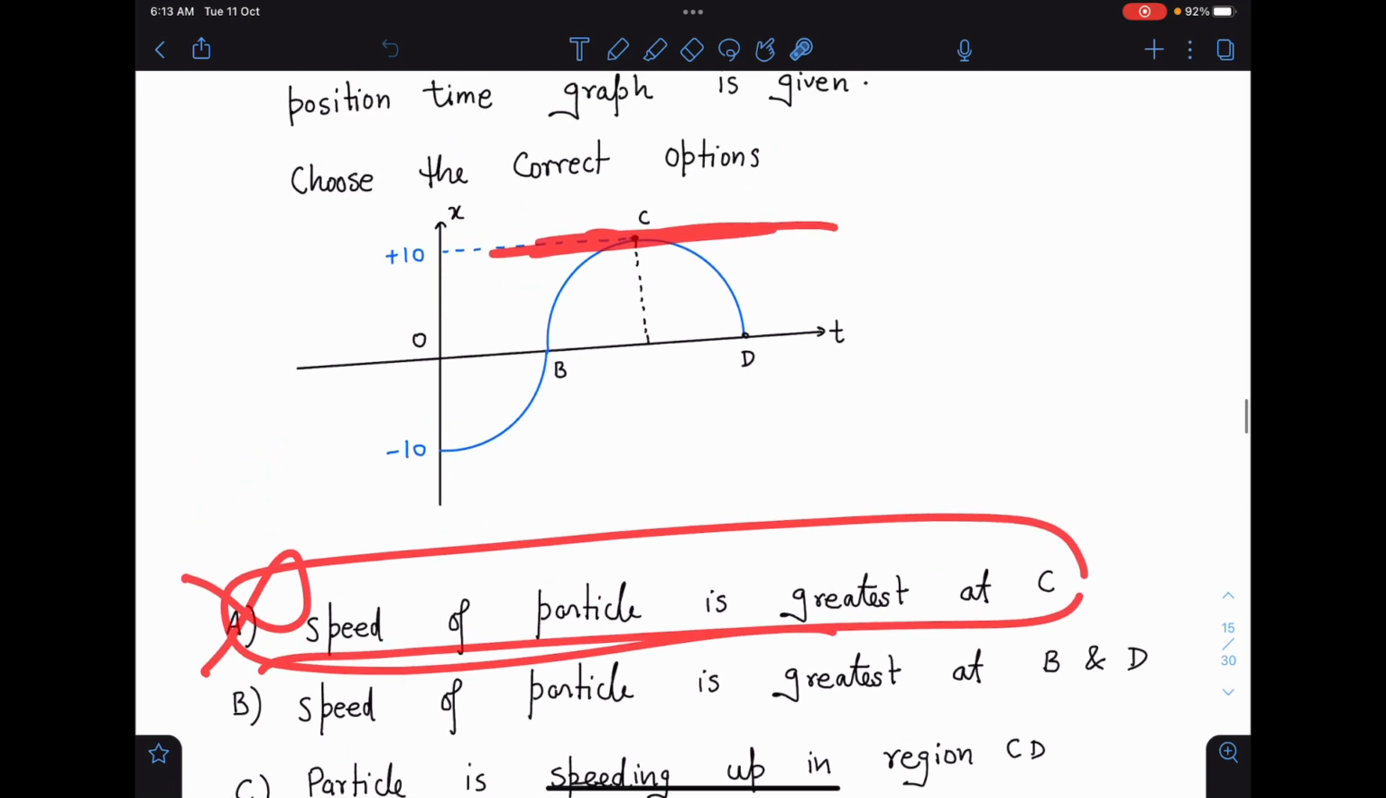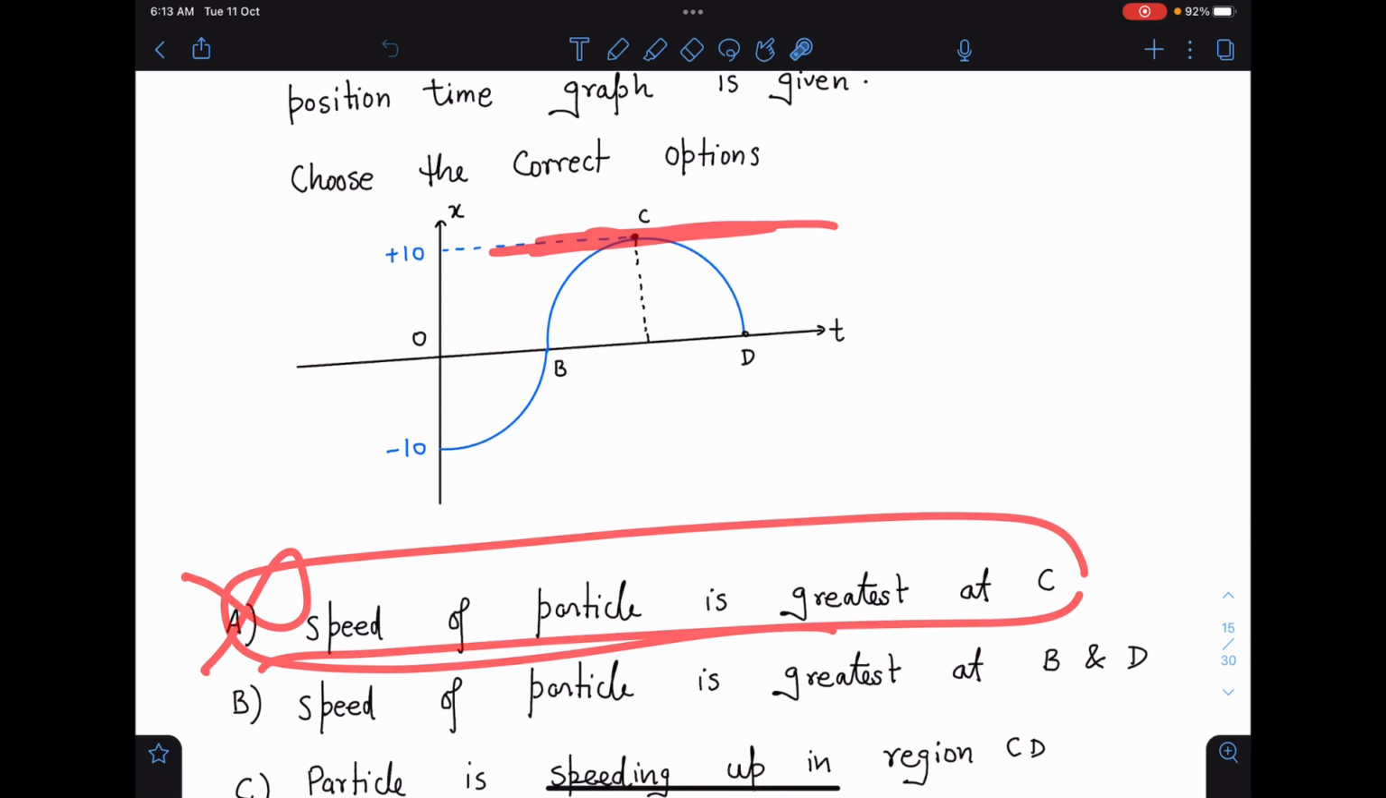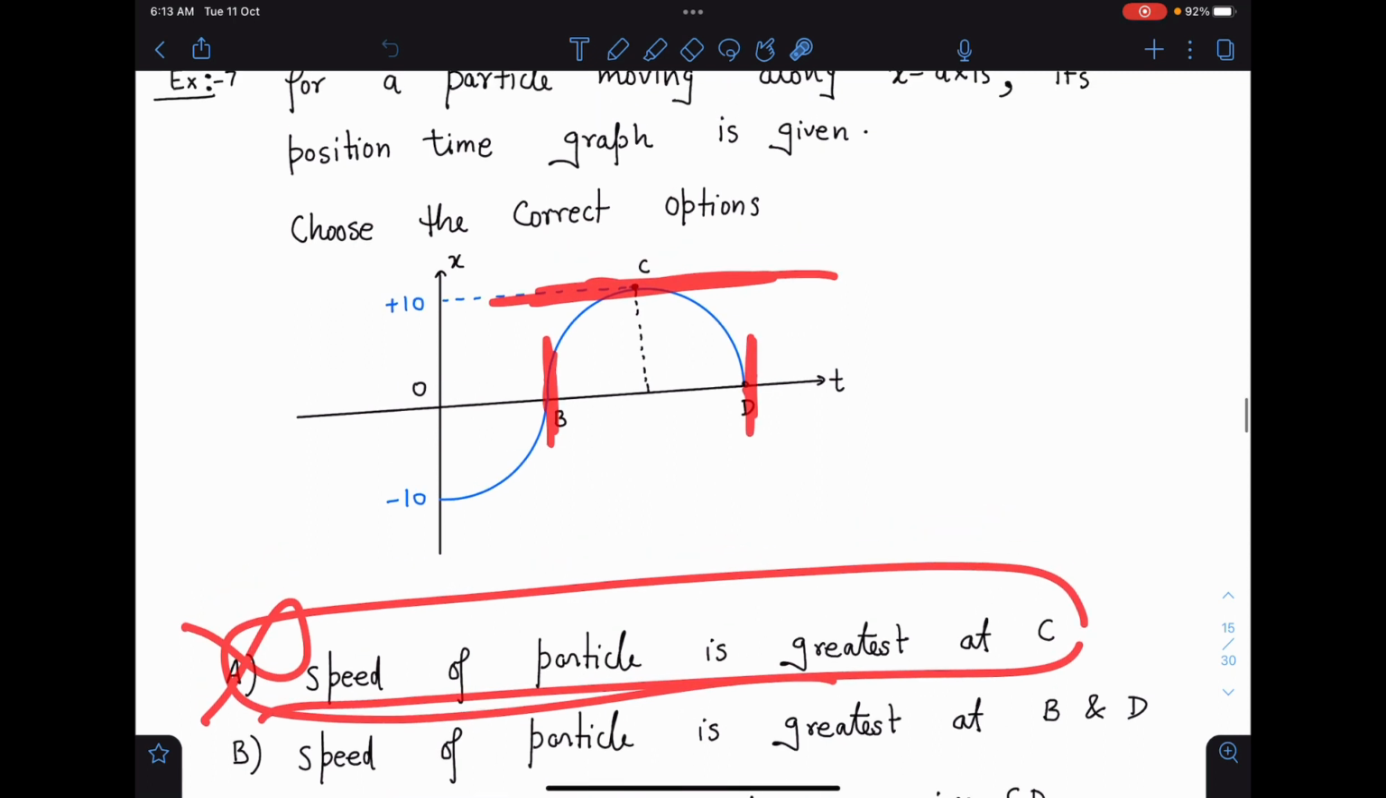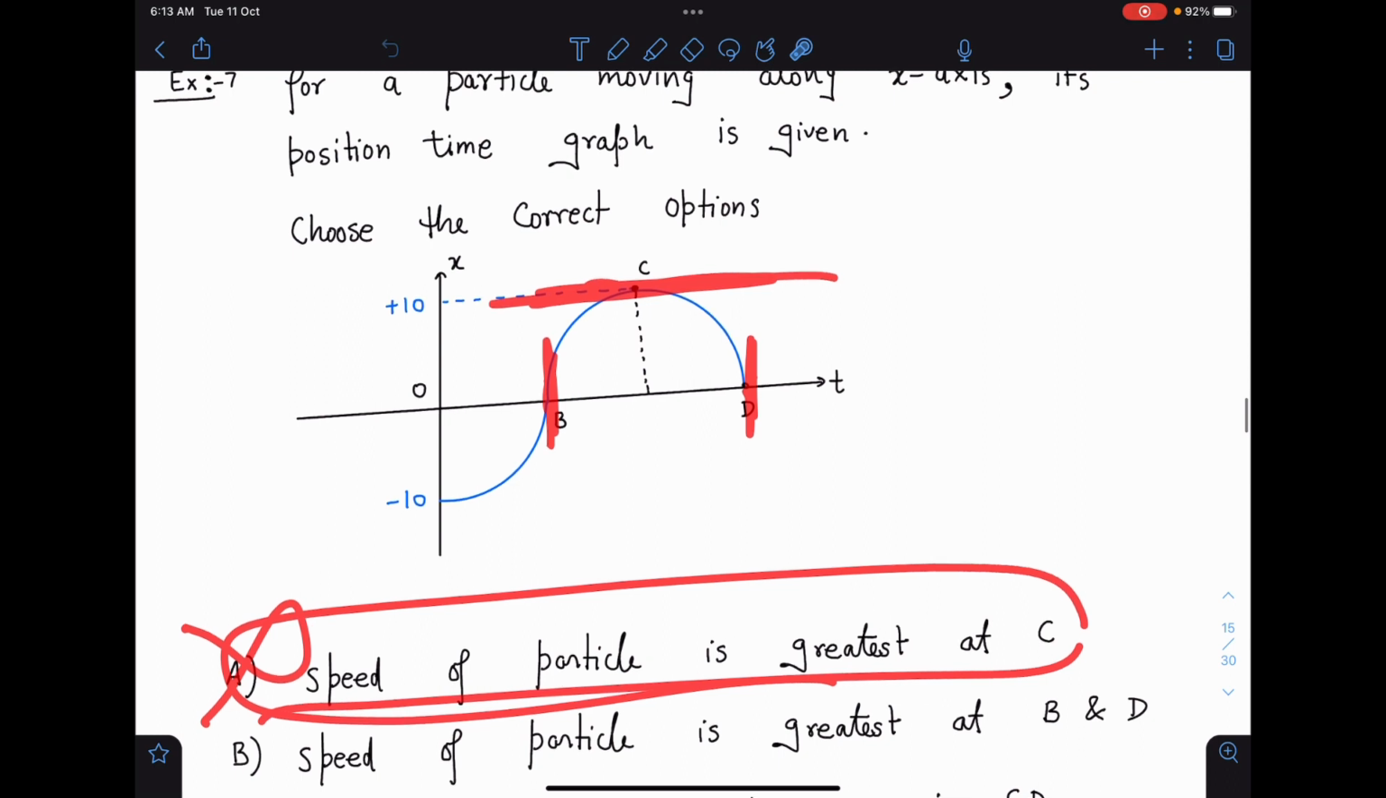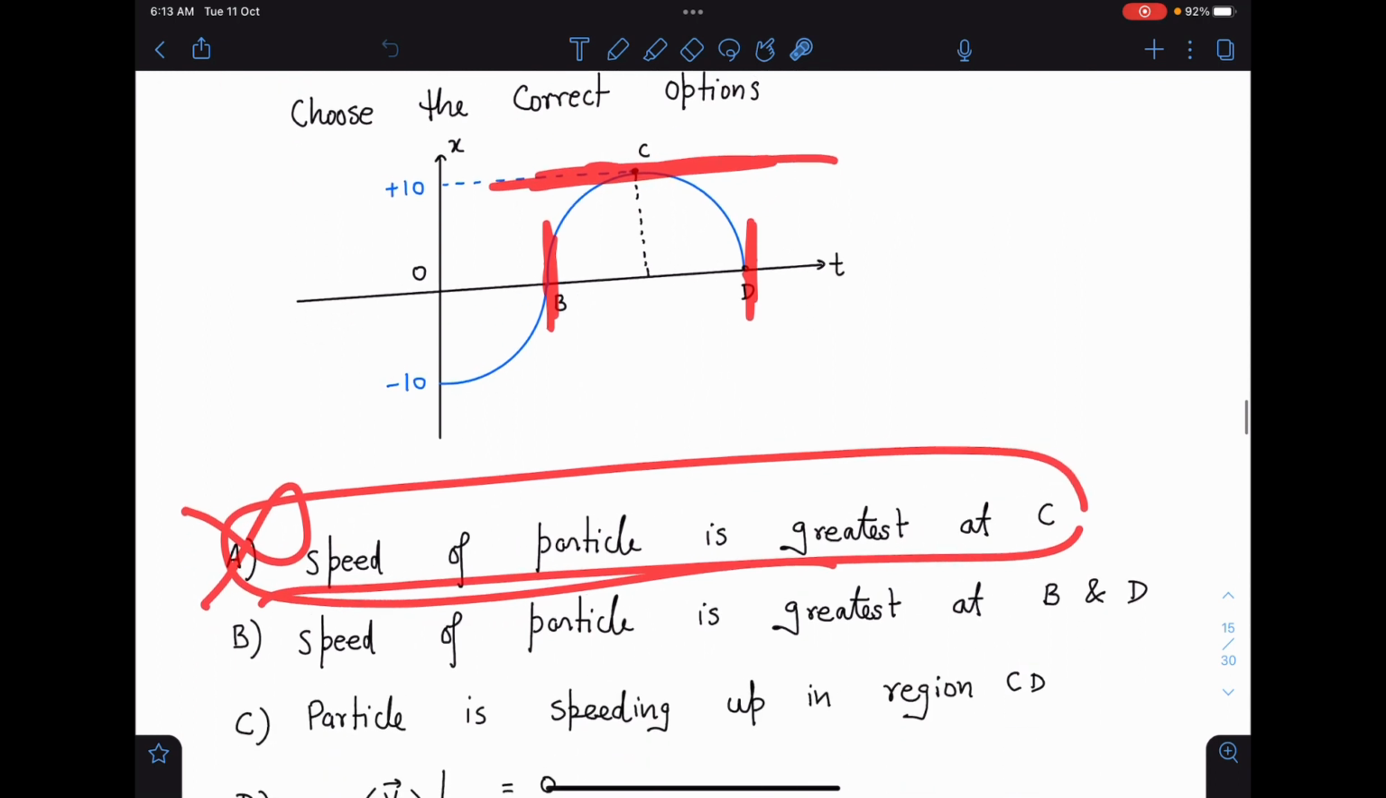Speed of particle is greatest at B and D. You can see almost vertical displacement is coming, so surely they are traveling at very high speed near B and D. So B is right.